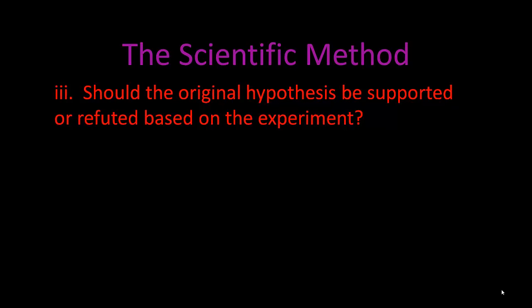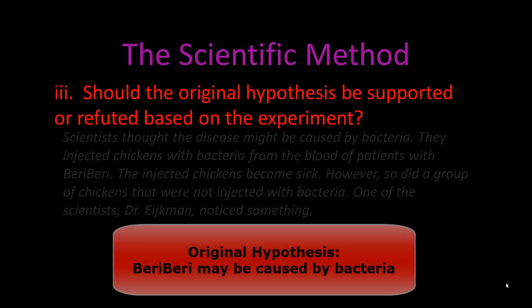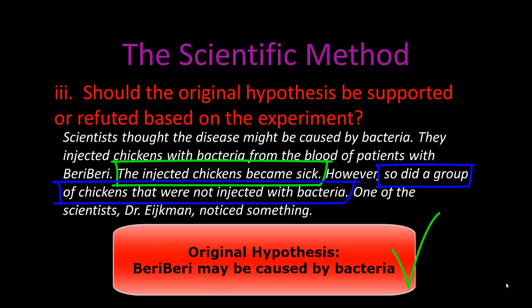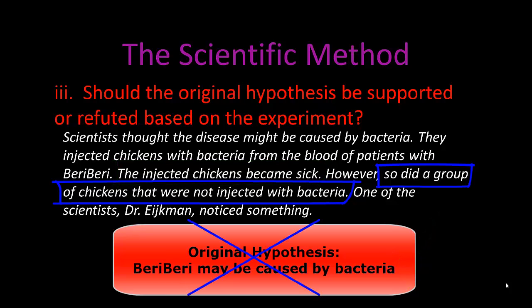So should the original hypothesis be supported or refuted based on the experiment? So our original hypothesis was that beriberi is caused by bacteria. Now let's look at our case study, our data, and see if beriberi could be caused by bacteria. The injected chickens became sick, so that would support it for sure. But it also says that a group of chickens that were not injected with the bacteria also became sick, which means that beriberi cannot be caused by bacteria. So that would mean that it was refuted. Something else is causing it.